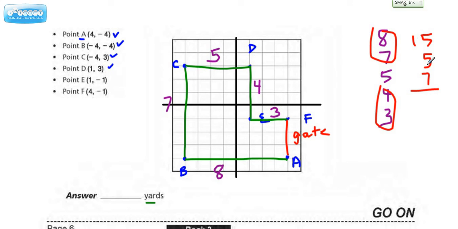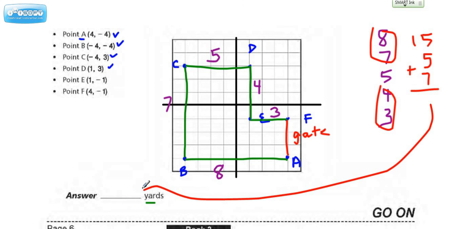And since this and this are easy to add, just finish up by adding all of those, and you're going to put that on the answer space right here. Whatever you get, you're going to put that on the answer space for yards. Good luck finishing that up, and make sure that you have all your letters and use a ruler and make sure everything's neat and tidy.